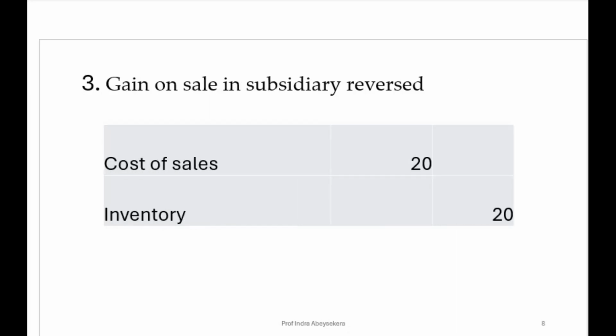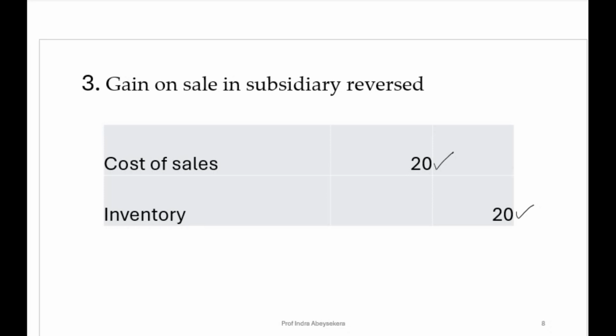Then we need to eliminate the unrealized gain on sale of inventory. So we debit 20 million to decrease the gain to cost of sales, and we credit inventory 20 million to decrease the overvalued inventory because of the sale that included unrealized gain. This results in the tax effect of it. We increase the expenses, and that decreases the profits.